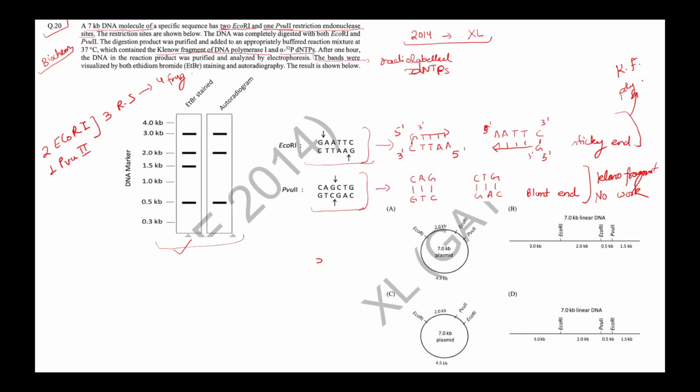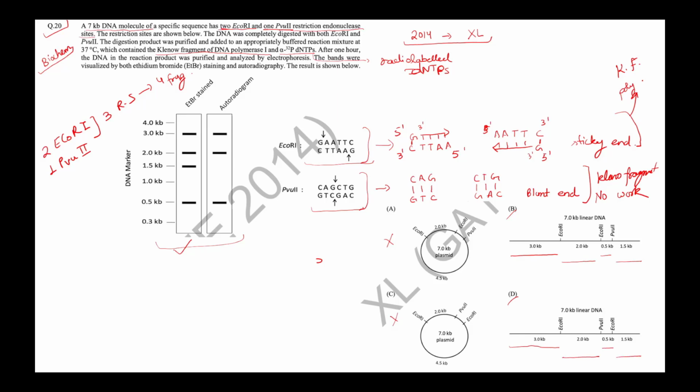That totally indicates that it is not a circular DNA, rather it is a linear DNA. So now these 2 options are rejected, and we can look at these 2 options. Let's see if the sizes given are correct. So here we'll have a 3 kb fragment, a 2 kb fragment, a 0.5 kb fragment, and a 1.5 kb fragment. What about this one? Here also we are getting a 3 kb fragment, a 2 kb fragment, a 0.5 kb fragment, and a 1.5 kb fragment.